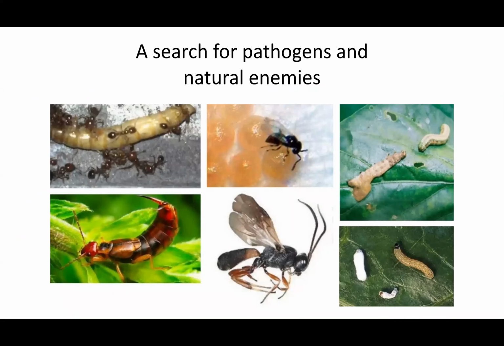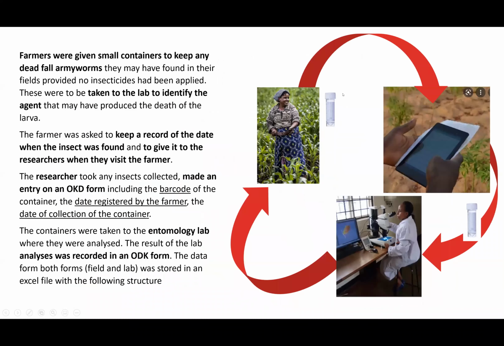And there is another activity, and I've got 5 minutes to go through this one. A search for pathogens and natural enemies. What happened was that farmers were given small containers to collect dead insects in whatever stage, but these fall armyworms, it says here, that they find in the fields, provided that no insecticide was used. The farmer kept a record of the date when it was found, and they gave that container to the researcher when the researcher visited.